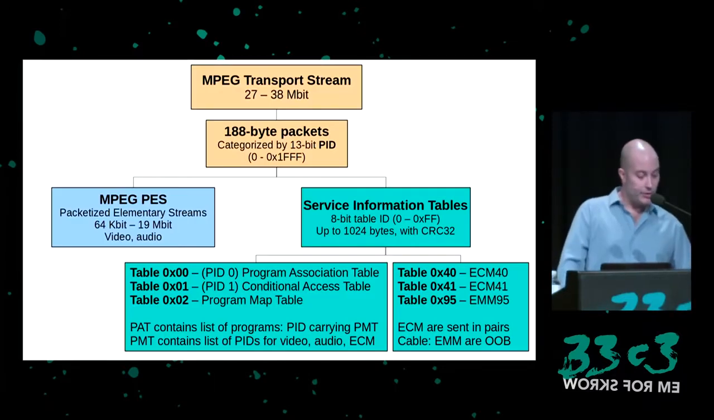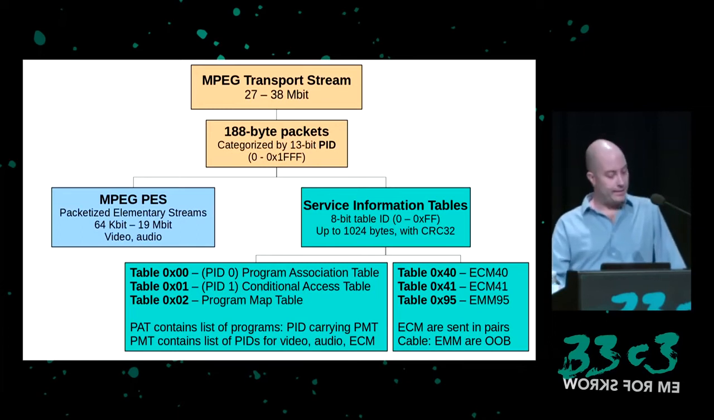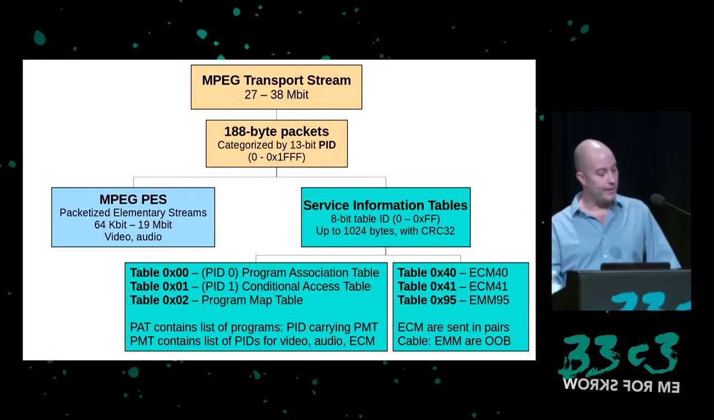The MPEG transport stream is made up of packets of 188 bytes. Each packet has a PID. This is used to differentiate different types of data. PIDs range from 0 to hex 1FFF. Each PID carries an MPEG packetized elementary stream, that's a video or audio stream, or the PID may carry one or more service information tables. The service information tables have an 8-bit table ID and a length of up to 1024 bytes, including a CRC32 for error detection. And this table ID identifies the type of data that you can expect within the table.